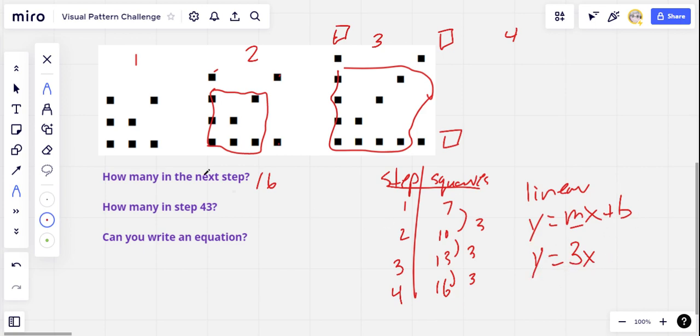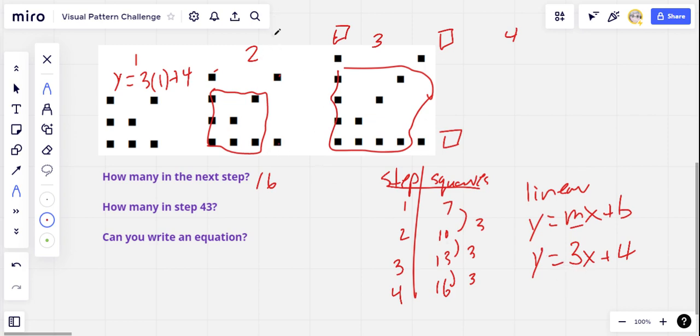This plus b, we need to figure out from what's up on the screen here. So let's just try y equals 3 times, and we'll plug in step 1. If we did that, 3 times 1 is 3. There are more than 3 squares here, and it looks like there are 4 more than 3, so we'd have to add 4. So that should be what our b is, and our total equation then would be y equals 3x plus 4. But let's test it.